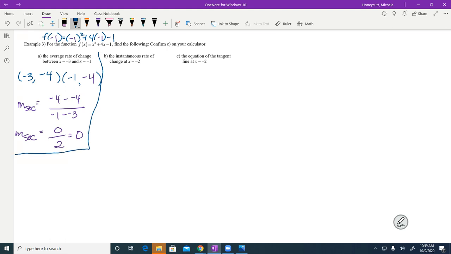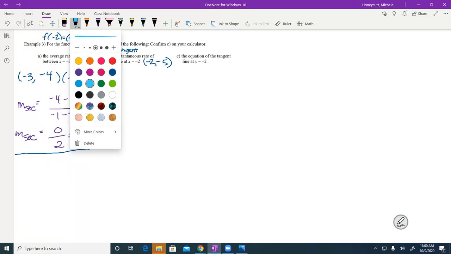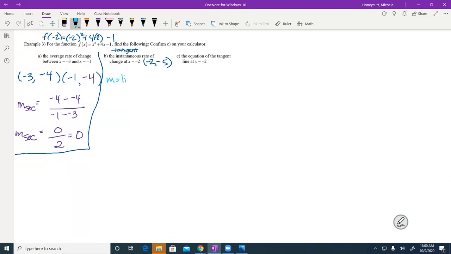Let's find the slope of the instantaneous rate of change, which is the slope of the tangent line at x equals -2. So for reference, that's the point -2, comma, let me substitute in -2. So when I substitute in -2, the y value is -5. Okay, so the slope of the tangent line is a limit. The slope of the tangent line is the limit as h approaches 0 of f of x plus h minus f of x divided by h.